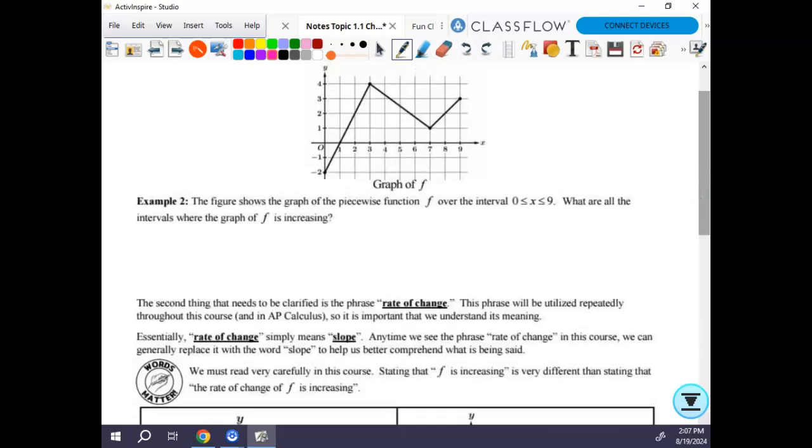So this interval that they give us here, does that include 0 and 9? Yes, it does, because we have the little underlines, right? All right, so what are all the intervals where the graph of f is increasing? So talking about f itself, not the rate of change, right? So graph of f is increasing, and as I go from left to right, I'm looking at my y values. F is increasing here, then it decreases, then it increases, right? So what I've highlighted in pink there, that's where it's increasing.